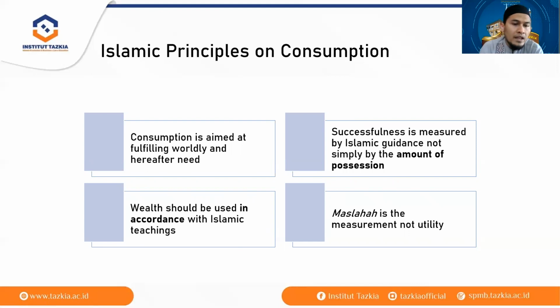Secondly, wealth should be used in accordance with Islamic teaching, Sharia. So when we have our wealth, our property, it must be in accordance with Sharia, Sharia compliance. So successfulness is measured by Islamic guidance, not simply by the amount of possessions. It is not how much money you earn or how much wealth you possess, but the way in which successfulness comes in here and the hereafter. Maslahah is the measurement, not utility. So not utility about your satisfaction, but maslahah, not merely for the individual, but also for the society and public.